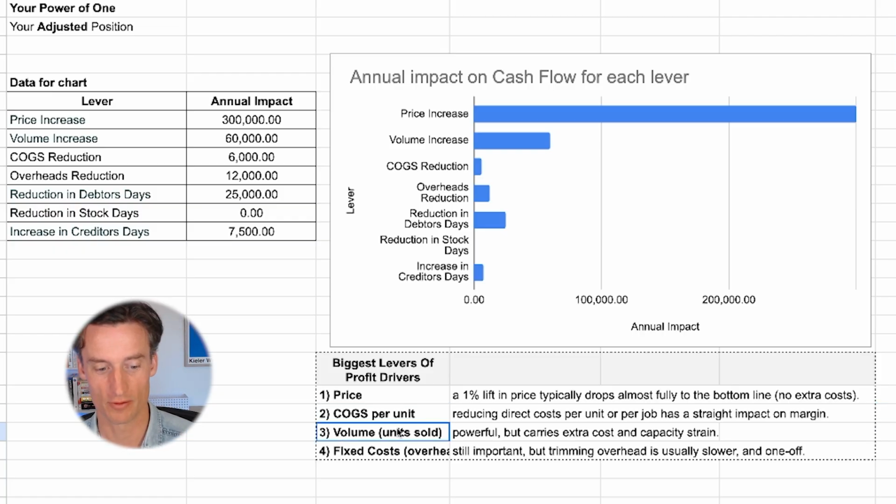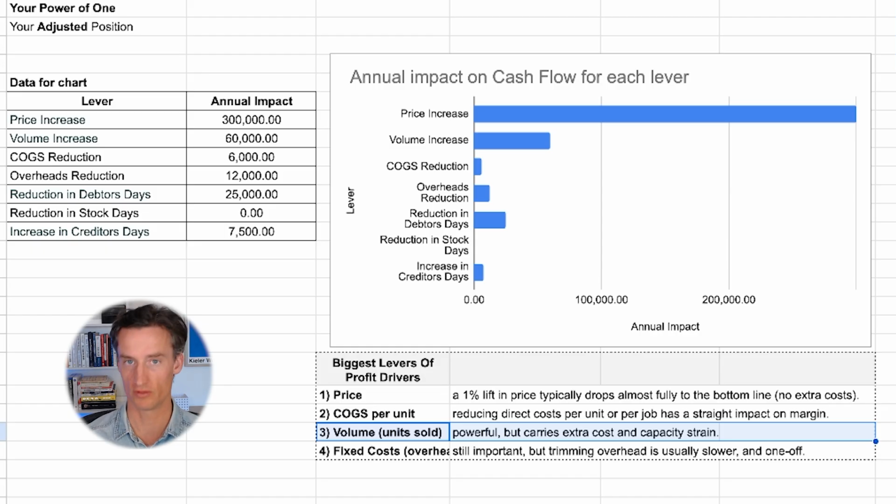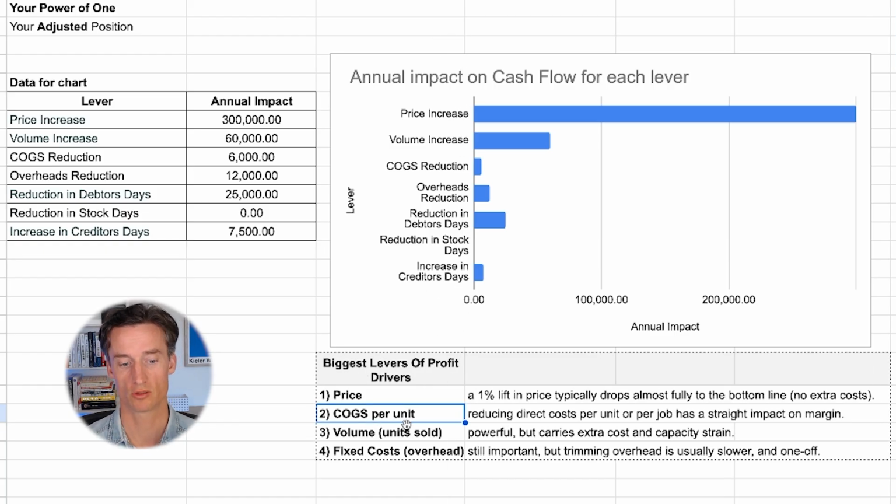Number 3 is volume. So this is obviously super powerful. If you can double your client list, you can double your revenue, but there's extra cost and capacity strain, especially in the world of agencies and service businesses. That comes with more cost. Your systems start to break. So it's still absolutely powerful, and we want to focus on growing that volume, but it isn't the most powerful. The price is an immediate light switch. We get more margin straight away, but the volume is obviously, we want to grow everything in tandem, but that is still a super powerful one.